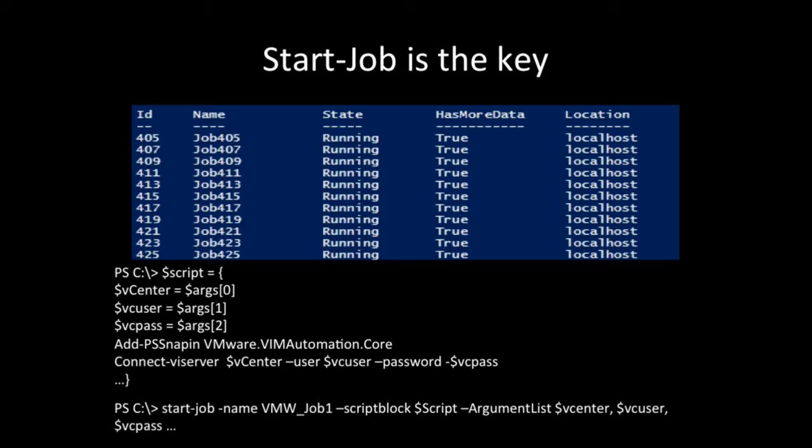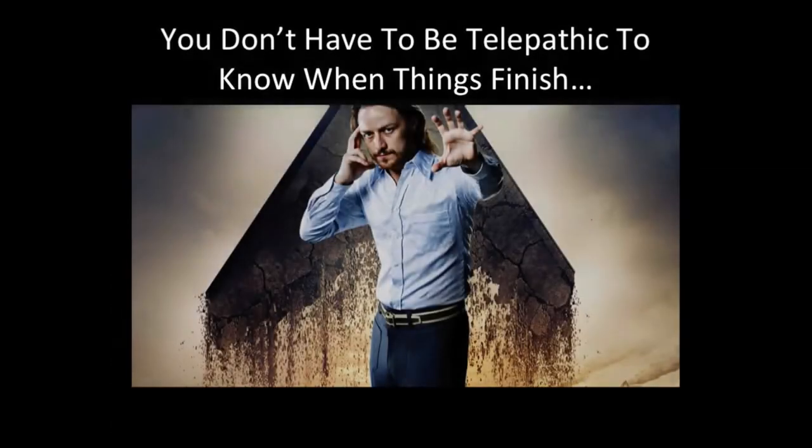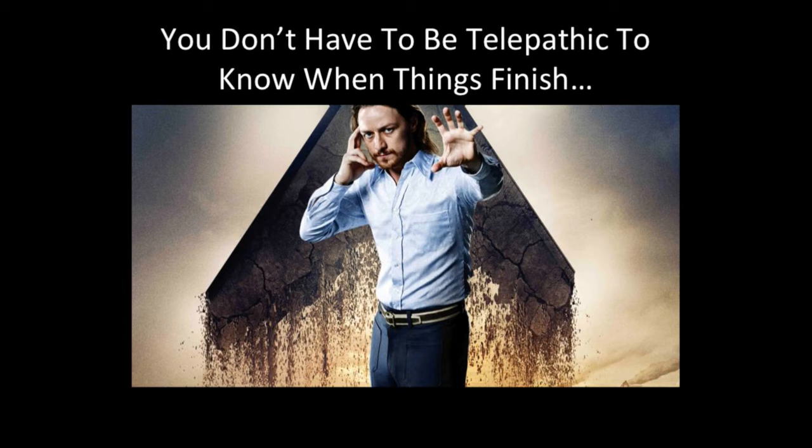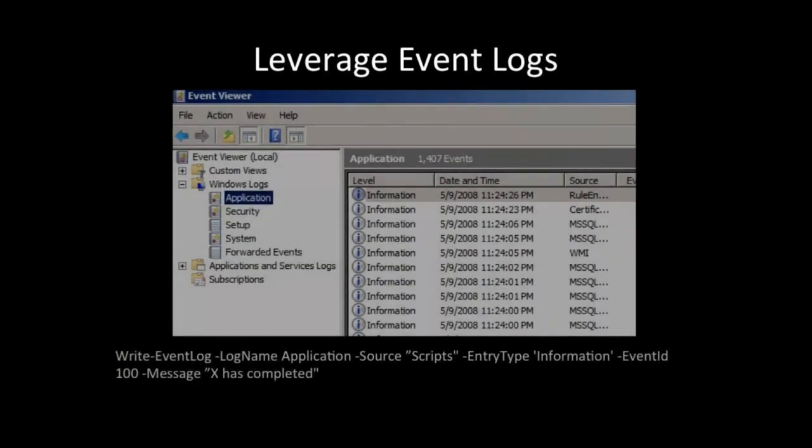All those need to be passed through in that argument list. So if you're running these subjobs, you don't have that open in your main PowerShell window. How do you know when something's finished, right? Well, you don't have to be telepathic to know when these finish. There are different things that we can leverage that will tell us.